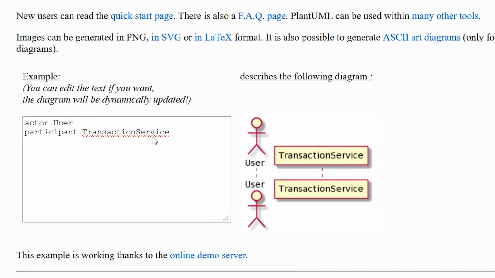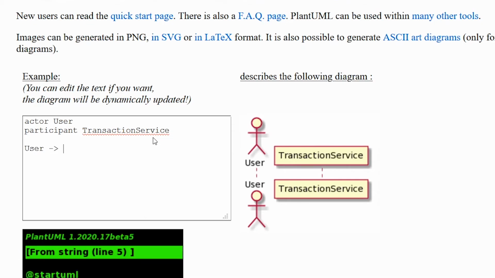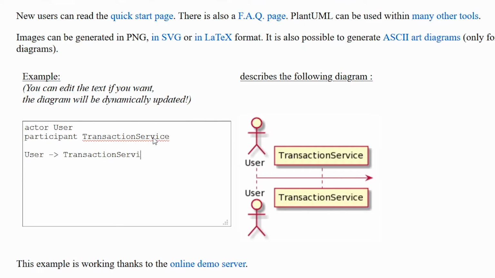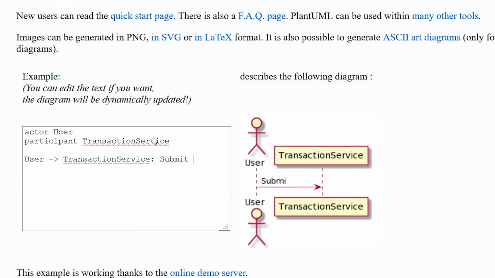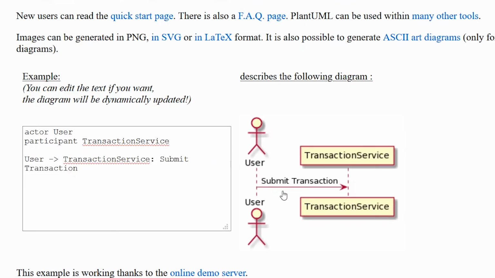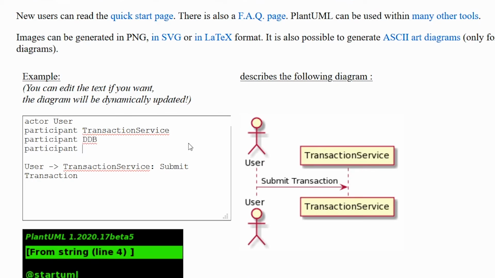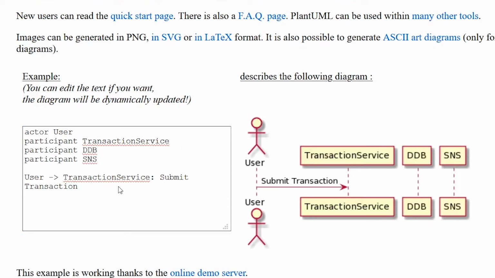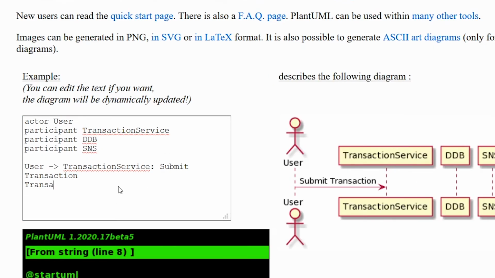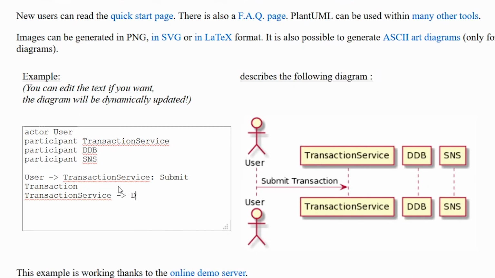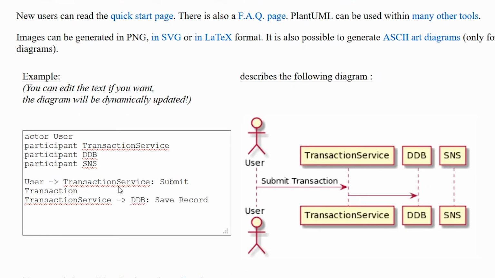So let's say the user calls transaction service, so user transaction service, and says submit transaction, right? Something like that. And you can see that it changed here to reflect that. And now our transaction service wants to do a whole bunch of things. Maybe it wants to send to an SNS topic and then save to a database, probably the other way around. So let's say participant DynamoDB and participant SNS. And then what we can say here now is transaction service to DDB, save record, something like that.